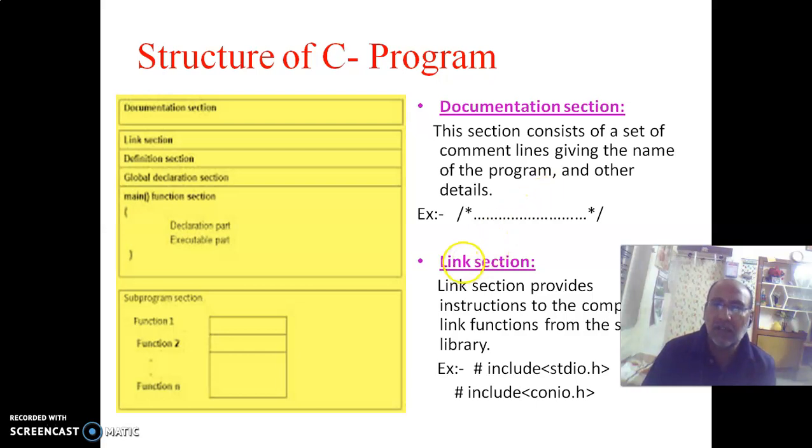Next one is the link section. The link section provides the instruction to the compiler to link functions from the system library. For example, #include <stdio.h>, #include <conio.h>, #include <math.h>. We write these in the case of the link section.